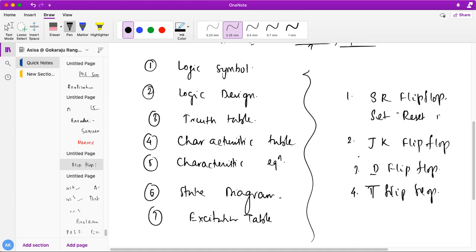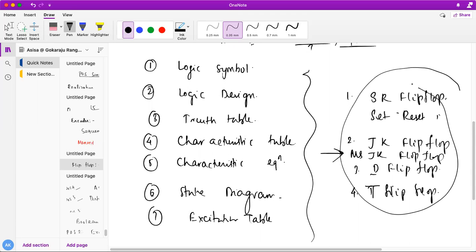So these are the basic flip-flops, and there will be another one, the master slave JK flip-flop, MS JK flip-flop. In order to avoid certain conditions, we have this special type of flip-flop. For all these 4-5 flip-flops, we are going to study the logic symbol of that particular flip-flop, logic design, truth table, characteristic equation, then state diagram, and finally the excitation table. We're going to see all these things one by one for each flip-flop. So we'll start with our basic flip-flop.